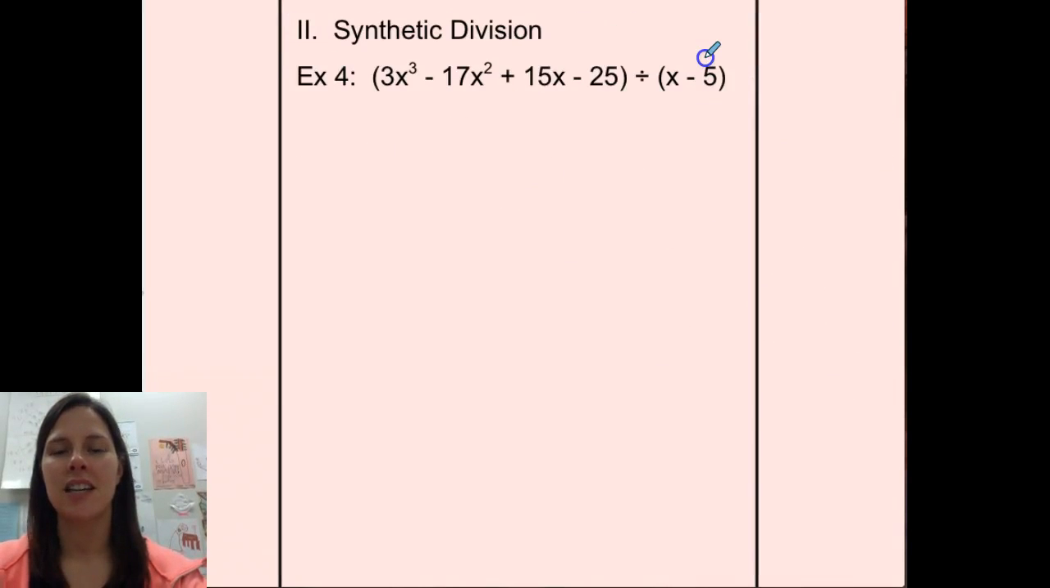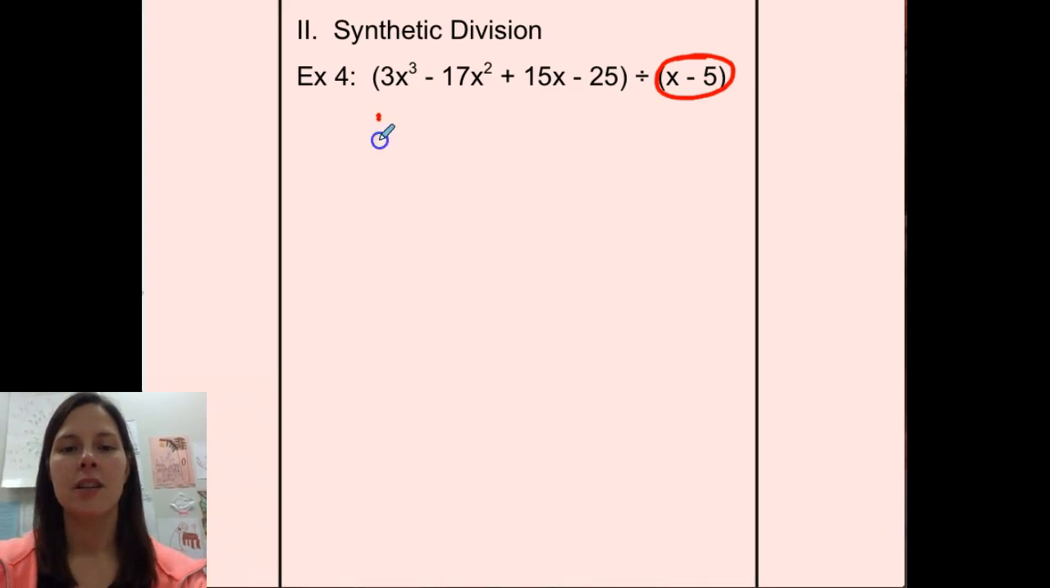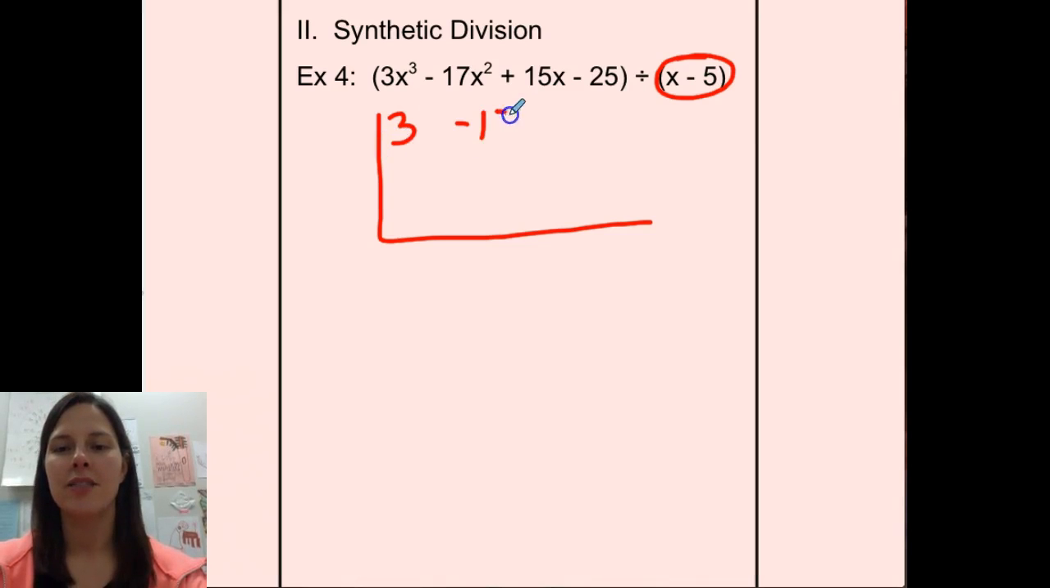Next, we're going to take a look at synthetic division. What synthetic division allows us to do is just use the coefficients to divide, and we don't have to mess with the variables at all. The only way that we can use synthetic division is if what we're dividing by is a binomial with the highest power of 1. We cannot use synthetic division if you have a power of 2 or more. So we start by setting up the coefficients in a box, the coefficients of what we're dividing into. So the 3x cubed, negative 17x squared, 15x, and negative 25.